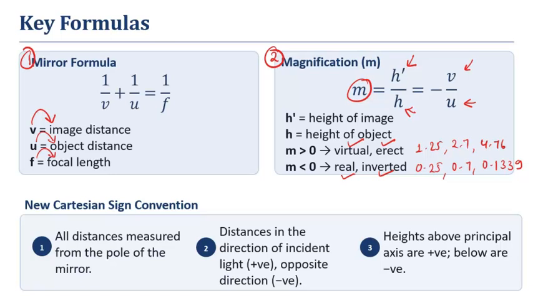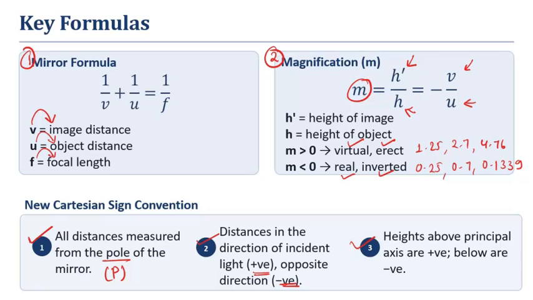Now remember the new Cartesian sign convention, in which all the distances are measured from the pole, represented with capital P. The distances opposite to the direction of incident light are negative, and for the same direction they must be positive, and heights above the principal axis must be positive.